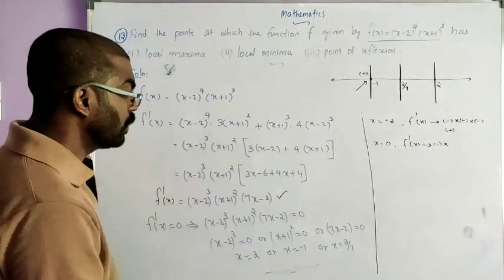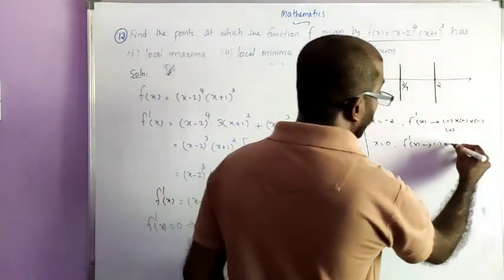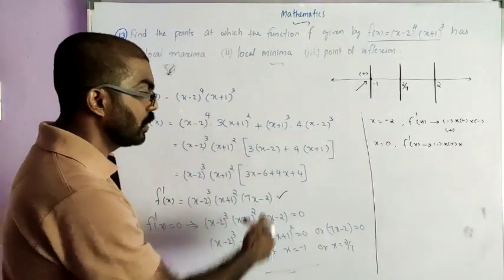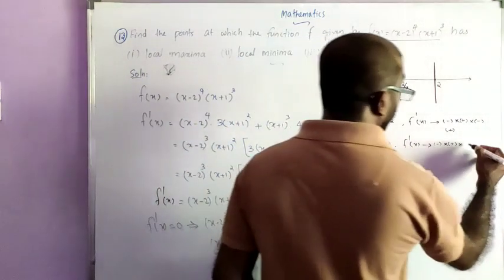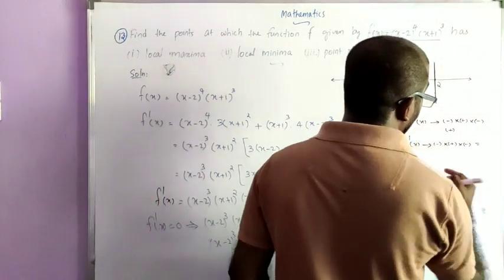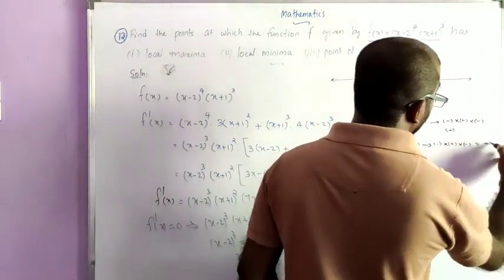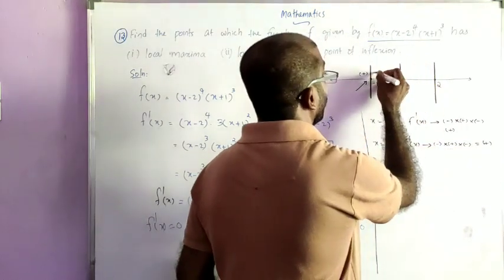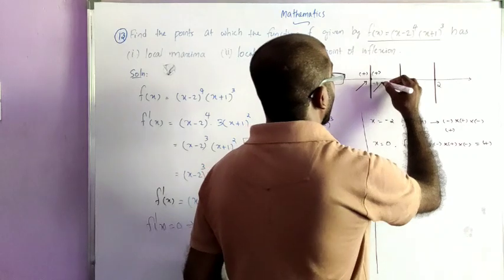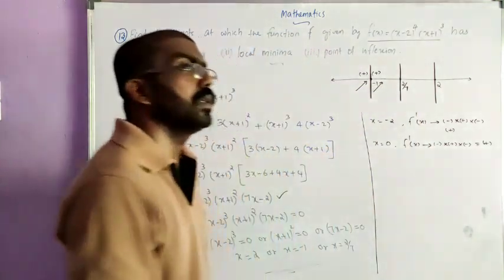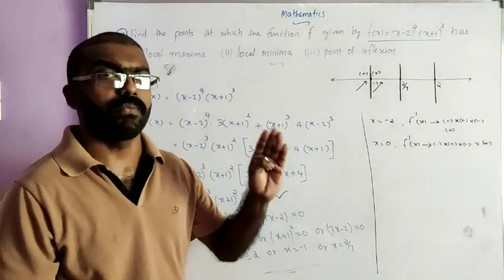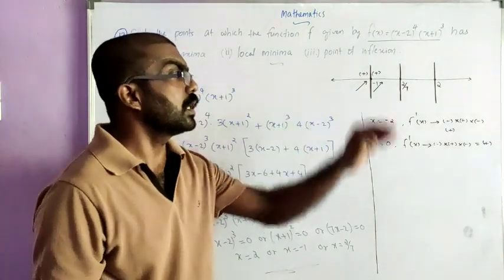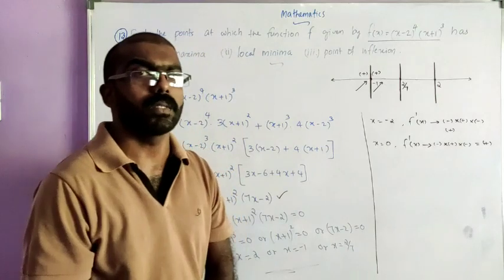Then 0 plus 1 the whole square, it is positive. 7 into 0 is 0. 0 minus 2 is minus 2, so negative. So here the overall sign is plus. Minus into plus into minus, positive. So here also positive. That means there is no change in sign. f dash of x doesn't change sign as x increases through the point minus 1.